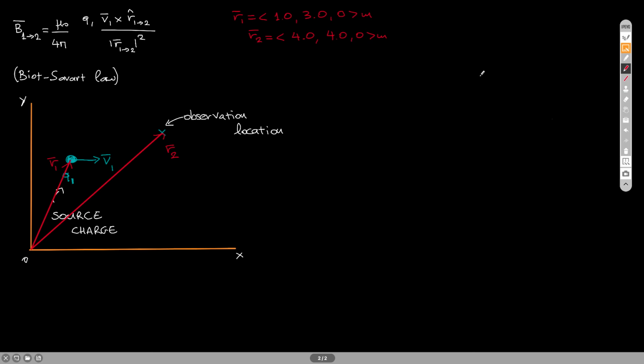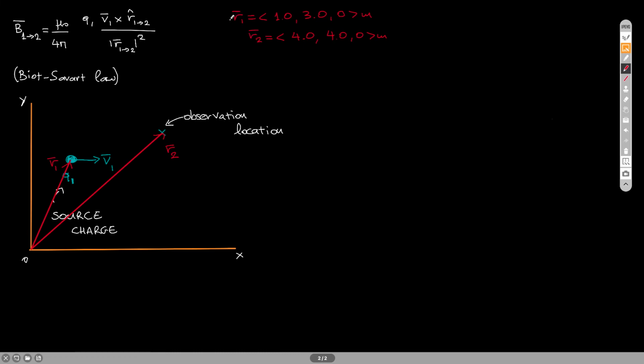In this video, I will show you an example using numbers of how to use Biot-Savart's law to find the magnetic field from a single charge. Now, I kept the same picture as the video where I went over the theory and the steps. Here are the numbers. This information is given from the problem.